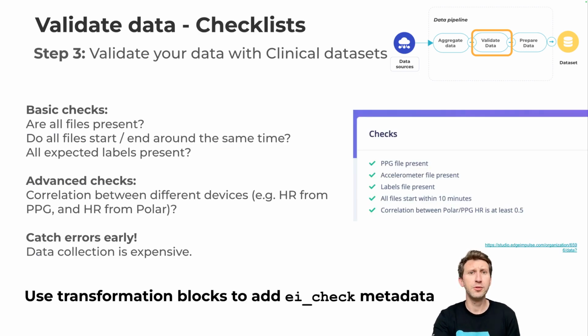A couple of examples of checklists, for example. We have basic checks. Are all the files present? Do all the files start around the same time? Are the expected labels present?